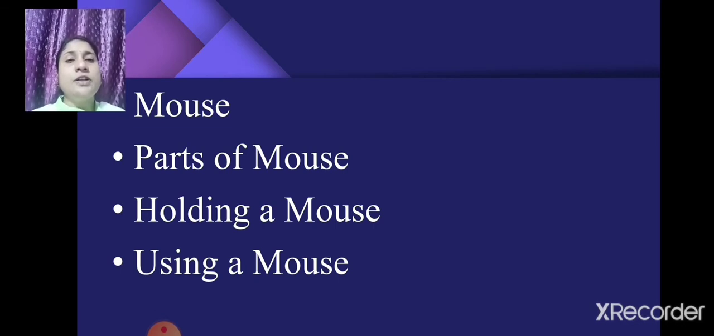Then we have also learned about holding a mouse. We keep our palm on the mouse, the index finger on the left button, and the middle finger on the right button. Now, using a mouse: pressing the mouse button is called clicking, and it is used to draw and to select an object. For this purpose the mouse is used. So all these things we have learned in our previous class. The remaining part of this chapter we are going to see in this class.